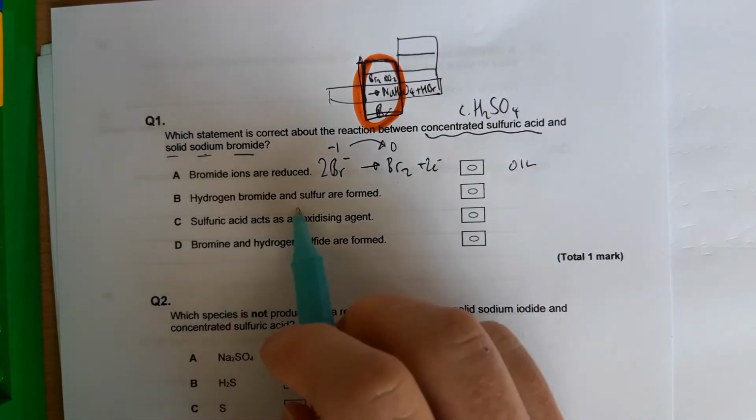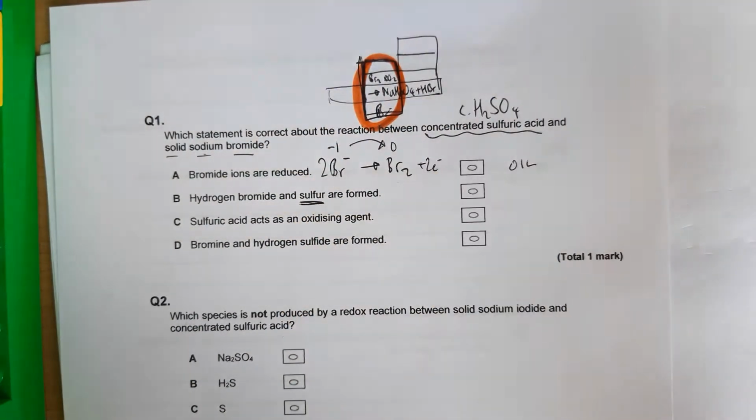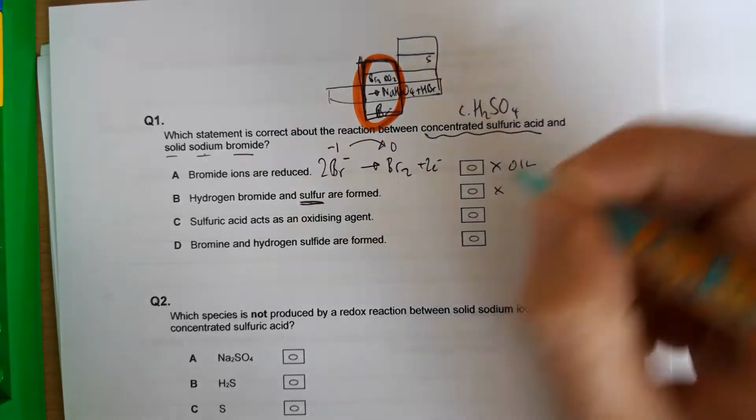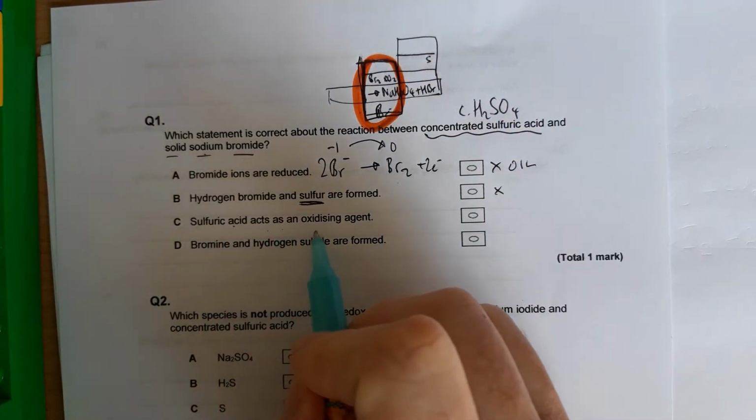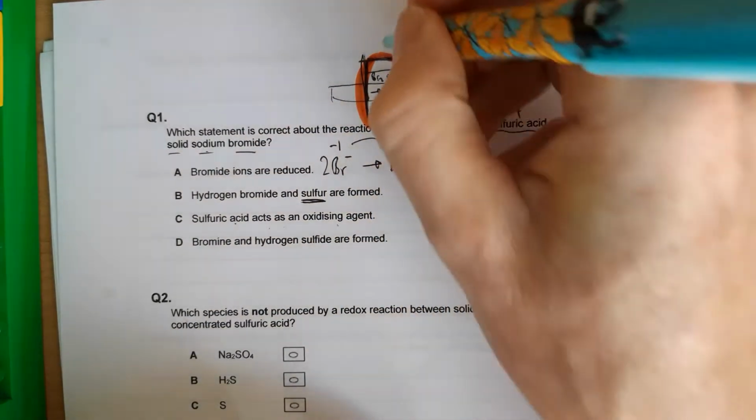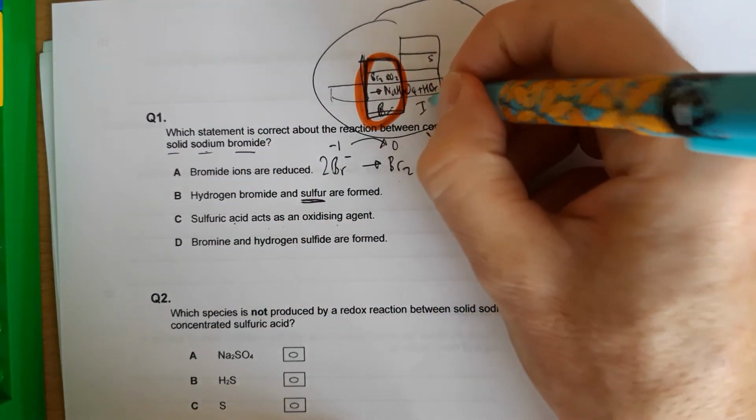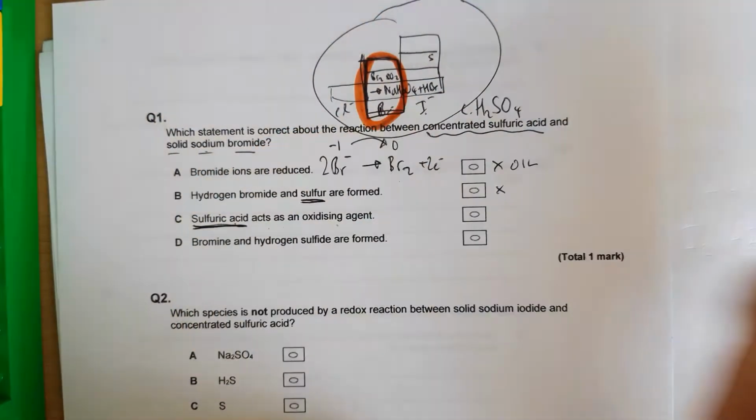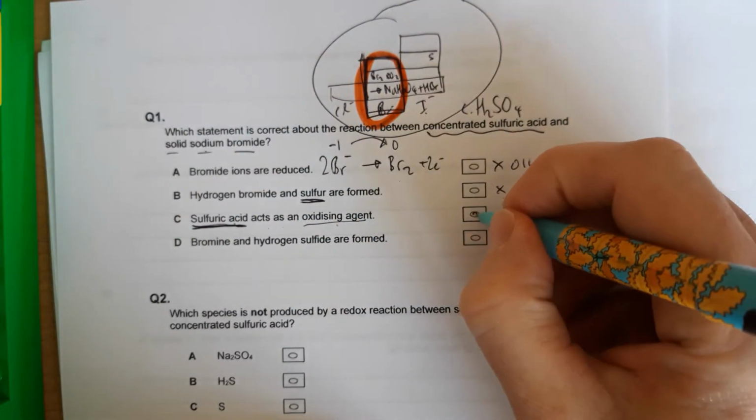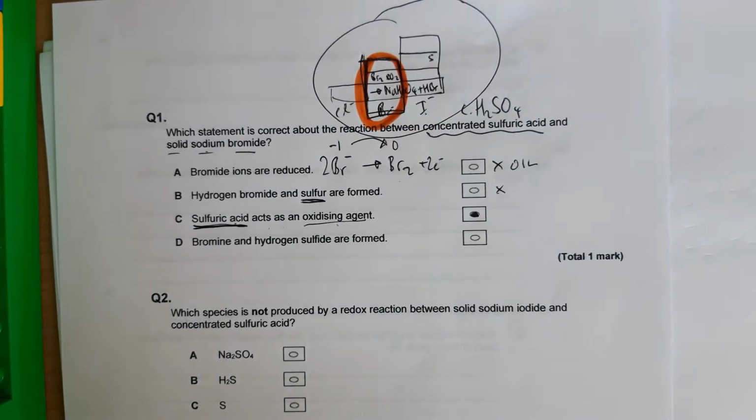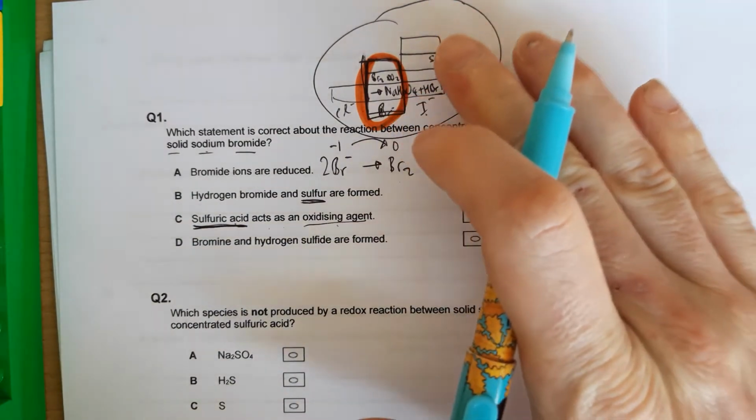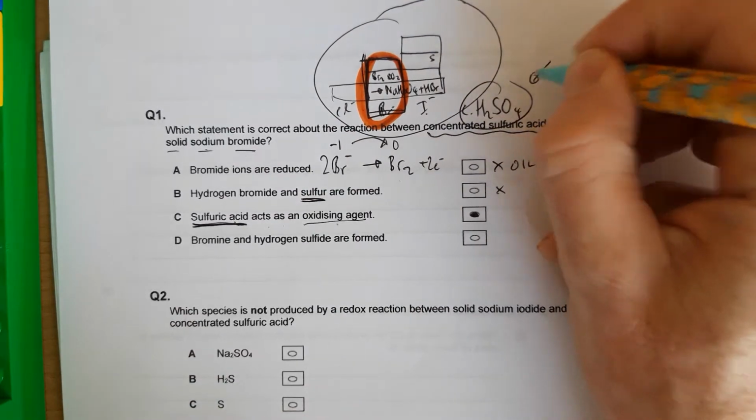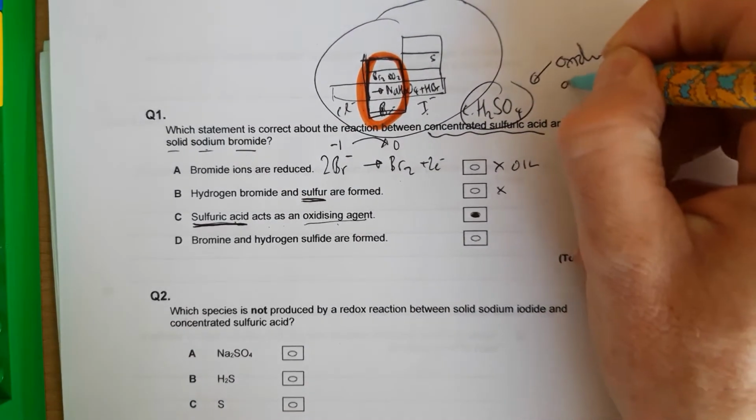Hydrogen bromide and sulfur are formed. No, sulfur is formed here with iodide. Sulphuric acid acts as an oxidizing agent. Well, if you think about this, this whole diagram is showing how good bromide, iodide and chloride are as reducing agents. So therefore, the sulphuric acid in here is the oxidizing agent. That is the answer. This experiment is to show how good a reducing agent the halides are. So in this experiment, the H2SO4 is acting as the oxidizing agent.